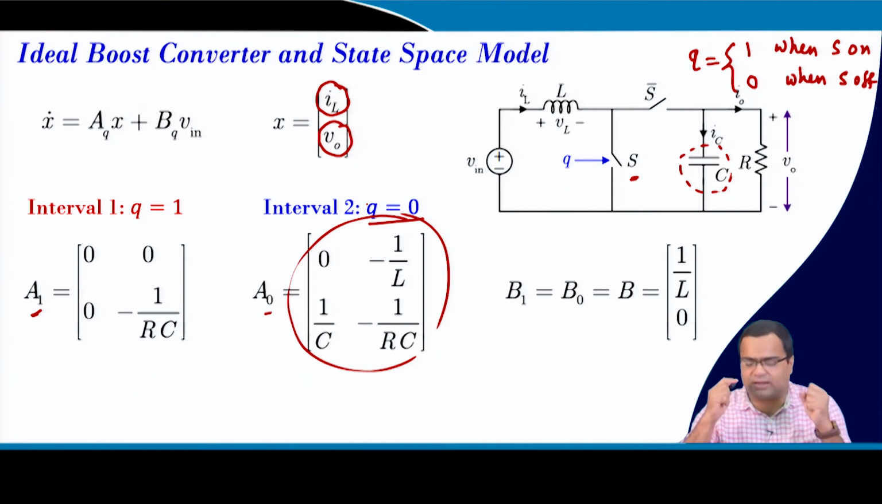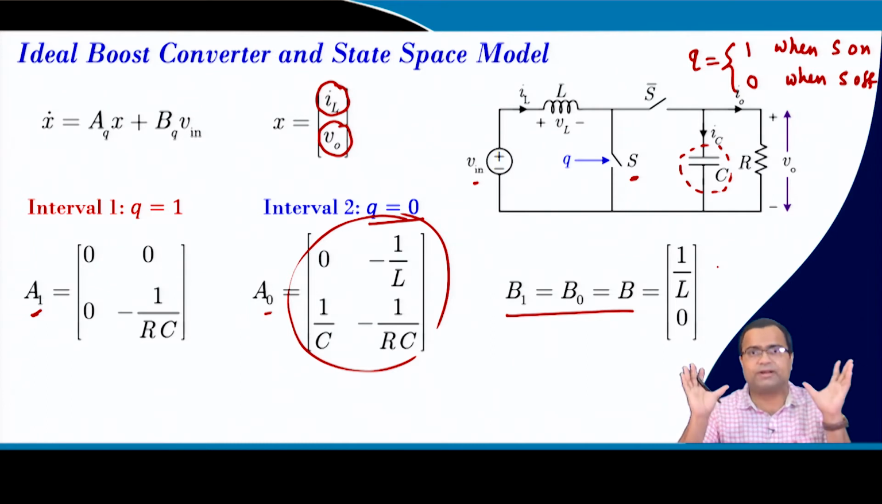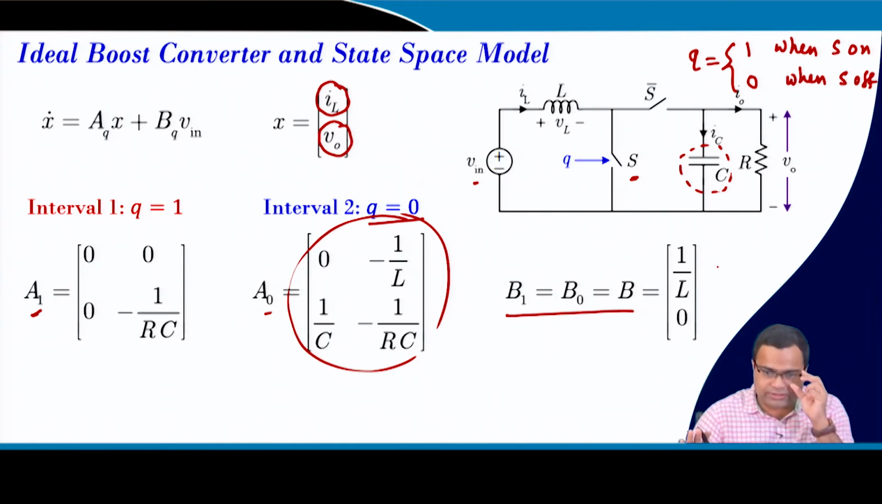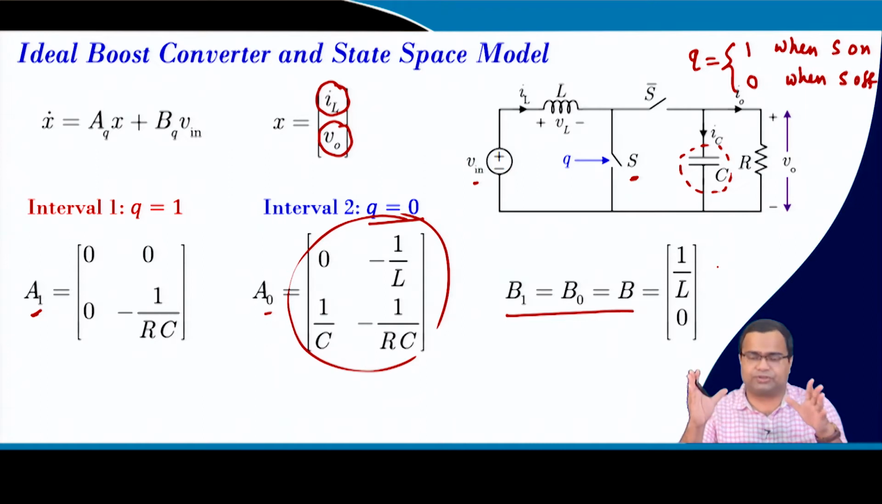Now, for a boost converter in continuous conduction mode, the input voltage is always connected. So the B matrices are common, identical for the two different configurations, because the input voltage is common. It was the other case for the buck converter, where the input voltage was connected and disconnected, so we got different B matrices for switch on and switch off, whereas the A matrix was common for the ideal buck converter, but it is just the opposite for a boost converter.